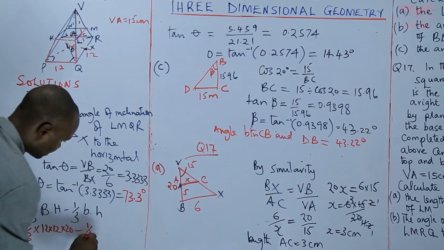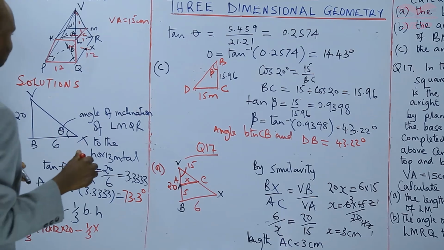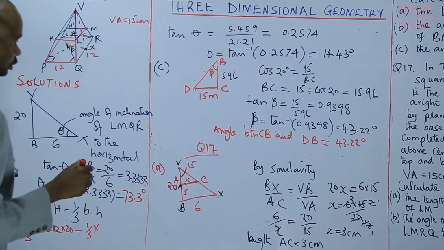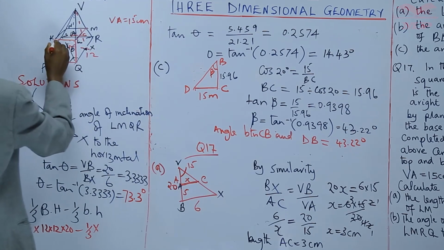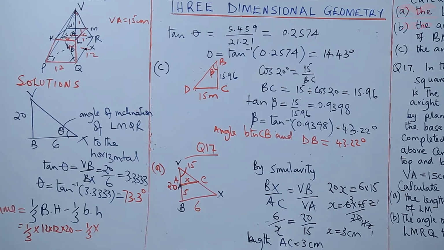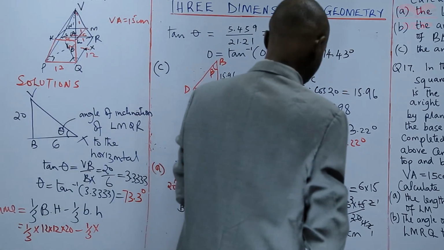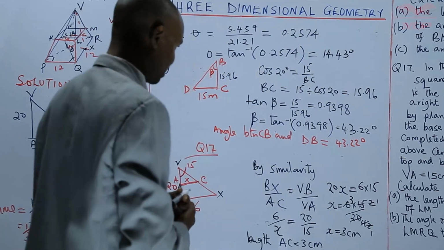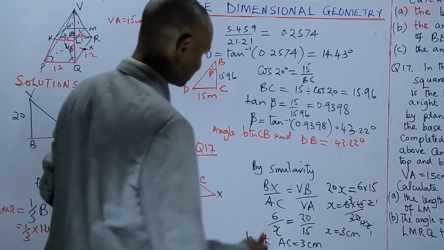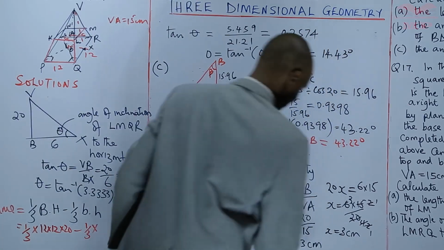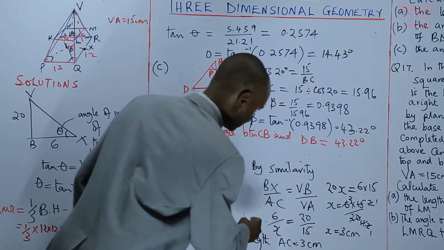Subtract a third times the small base area here. If I got AC was 3, it means that to complete this would be 6. If I got that one was 3, to complete that would be 6. Let's see what we got here. Let's just check here the length. See whether we worked it well.